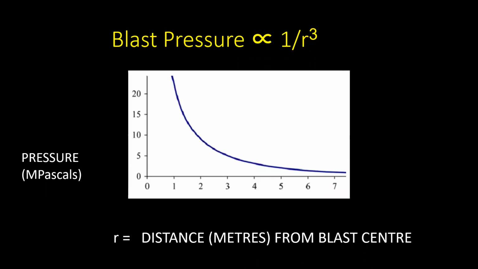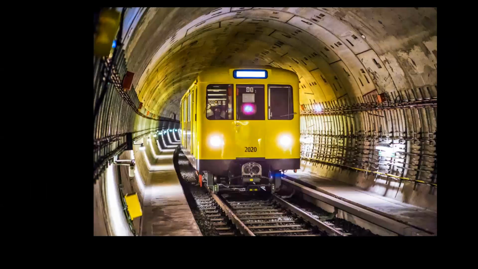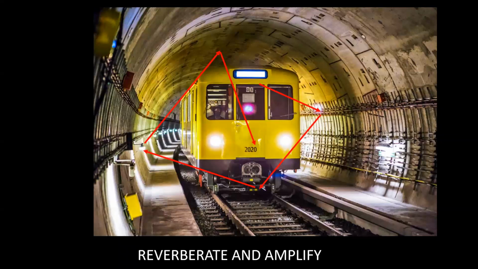So we know that at the center of the blast, there is extremely high pressure due to the blast. But as we move away from the center of the blast in open air, 5, 6, 7 meters away, the pressure significantly decreases. However, if the patient is in an enclosed environment like a tunnel or a basement, this doesn't happen. The blast wave instead will ricochet around the tunnel or the enclosed space. It will reverberate and amplify. And so therefore, people involved in a blast in an enclosed space are more likely to have severe injury.